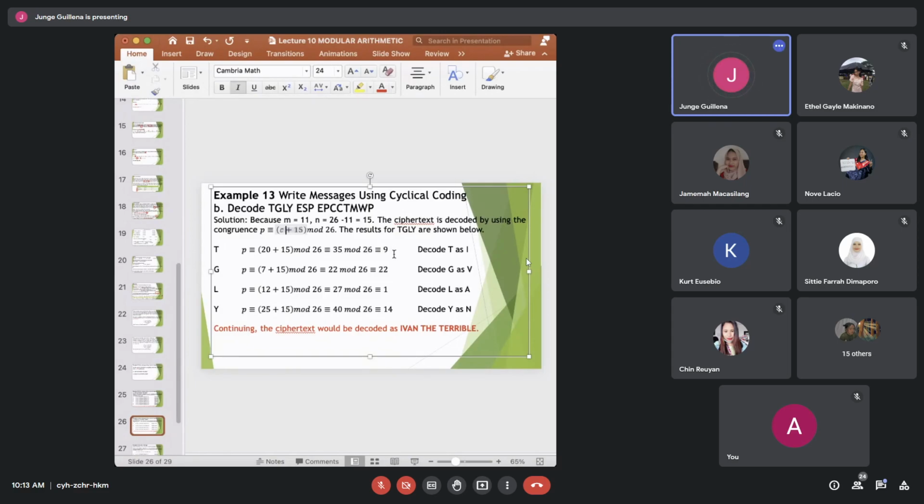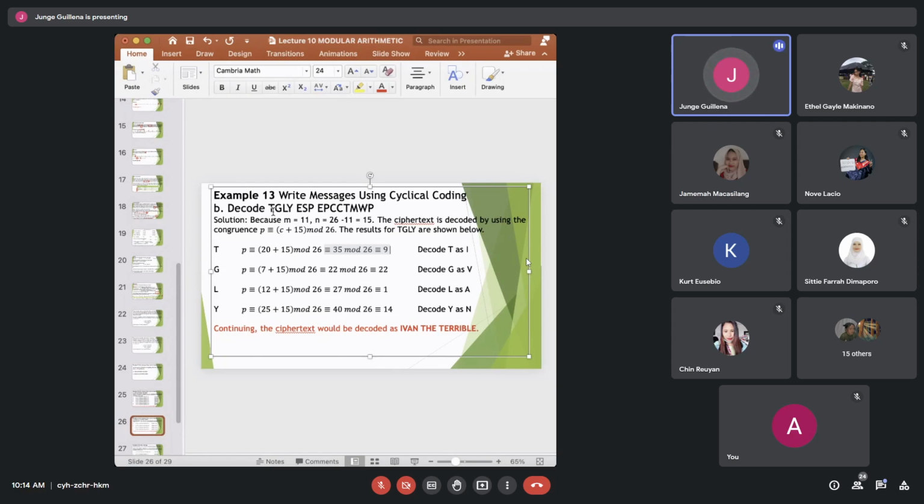So then you find the 9th letter, and the 9th letter is I. So decode T as I. Then for letter G, 7 is the ciphertext equivalent, plus 15, that is 22 modulo 26, and 22 is less than 26. So that's why the remainder is 22. Then you decode G as V. The 22nd letter is V. So on and so forth.